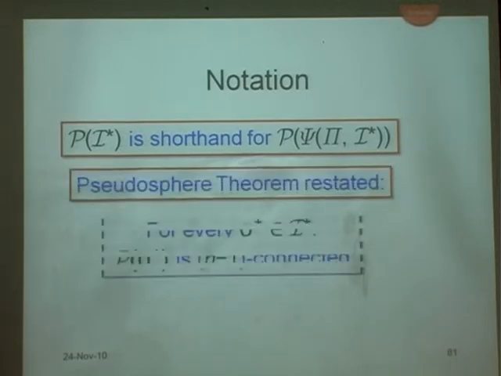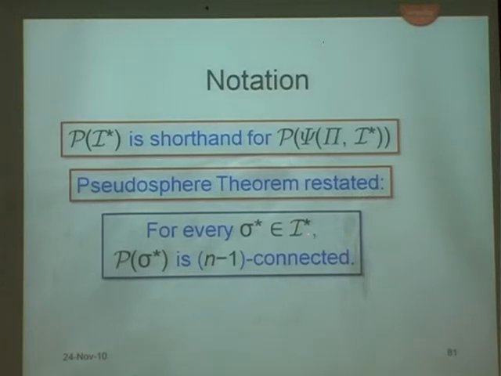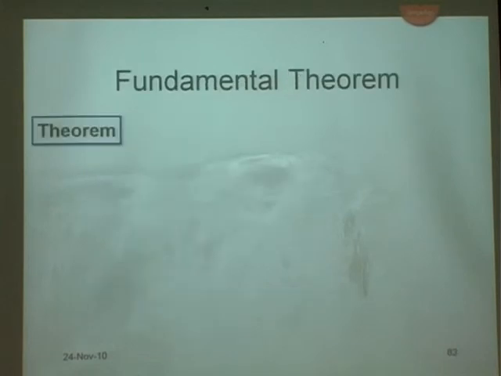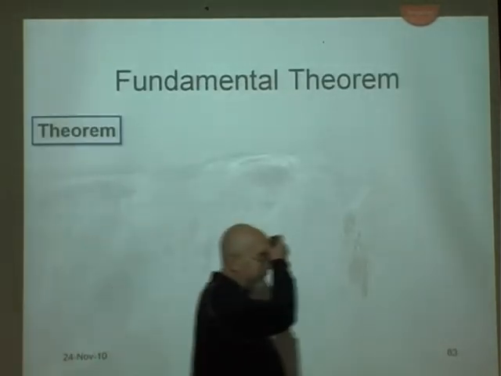So if I restate the theorem we just did, it says that for every colorless simplex in here, P sub sigma star is n minus 1 connected. And this is independent of the dimension of I star. Because we're not really talking about I star, we're talking about the pseudosphere over n plus 1 processes of I star, which is n dimensional. But when we say it this way, it's more compact, but bear in mind that I star could have low dimension or high dimension, but it's the dimension of the set of processes that matters for this. Okay, so that's kind of the foundations.